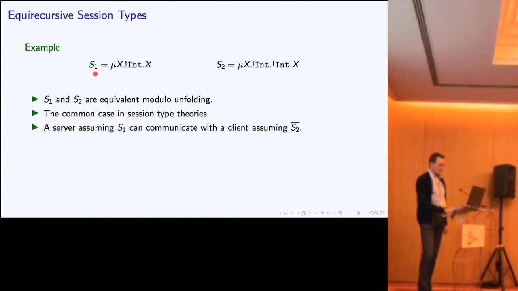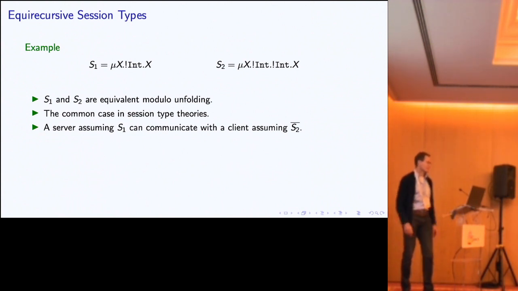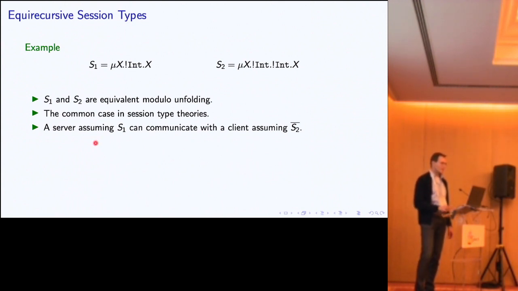So here there are two session types. This one is sending integers ad infinitum, and this one is sending one integer and then another integer and then iterating that. If you consider that modulo unfolding, then these two types are equivalent. This is actually the common case in session type theories, which means a server that assumes S1, and forgive me for being fuzzy at that point, I don't want to put too much formalism in here, a server assuming S1 can communicate with a client that assumes the dual of S2. There you have it. That's why I showed you the definition of dual in front.